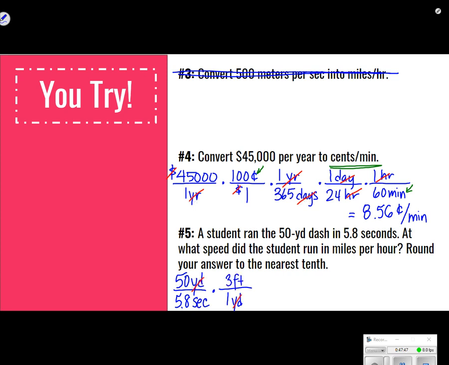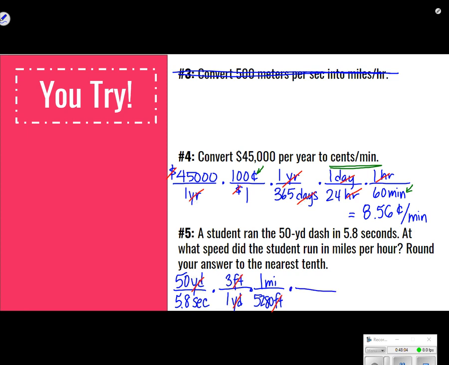And then I know that there are 5,280 feet in 1 mile. And these are ones that are stuck in my head. They could be stuck in your head too. All right, we're changing seconds to hours. I'm going to take a shortcut. You ready?